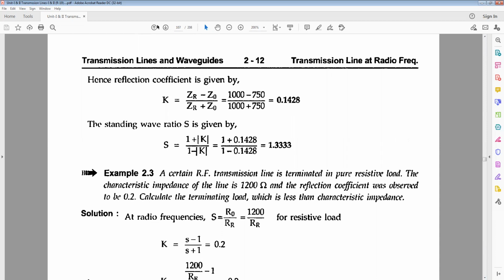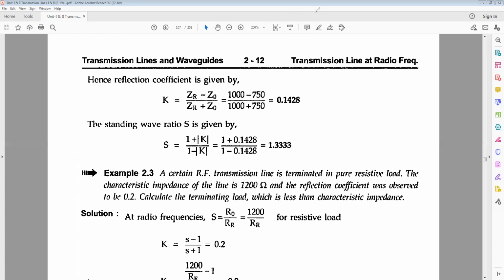The reflection coefficient. And the relation between the reflection coefficient and the standing wave ratio is E maximum by E minimum, 1 plus the reflection coefficient by 1 minus the reflection coefficient. You can substitute the value, 1 plus 0.1428 and 1 minus 0.1428. You get 1.333. Got it, my students?